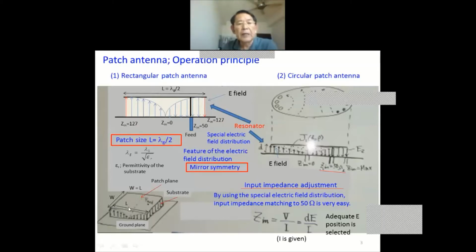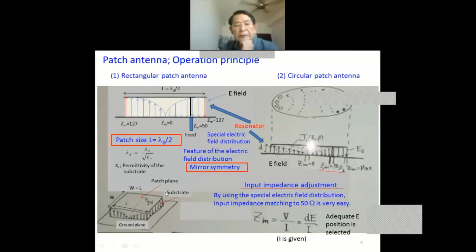The important thing is this length is half wavelength. However, the width has a rather free pre-selection. However, generally the width is selected almost equal to the length.